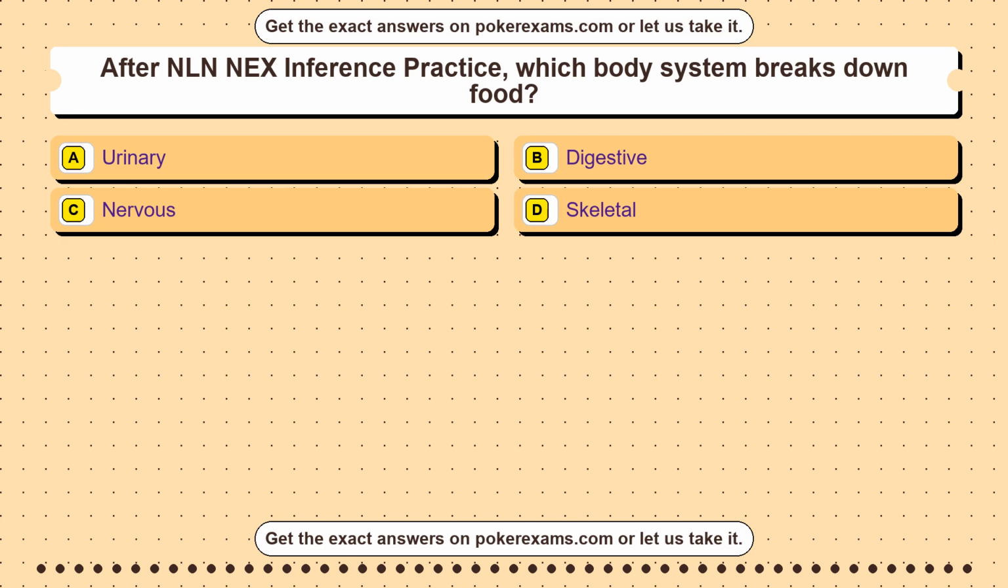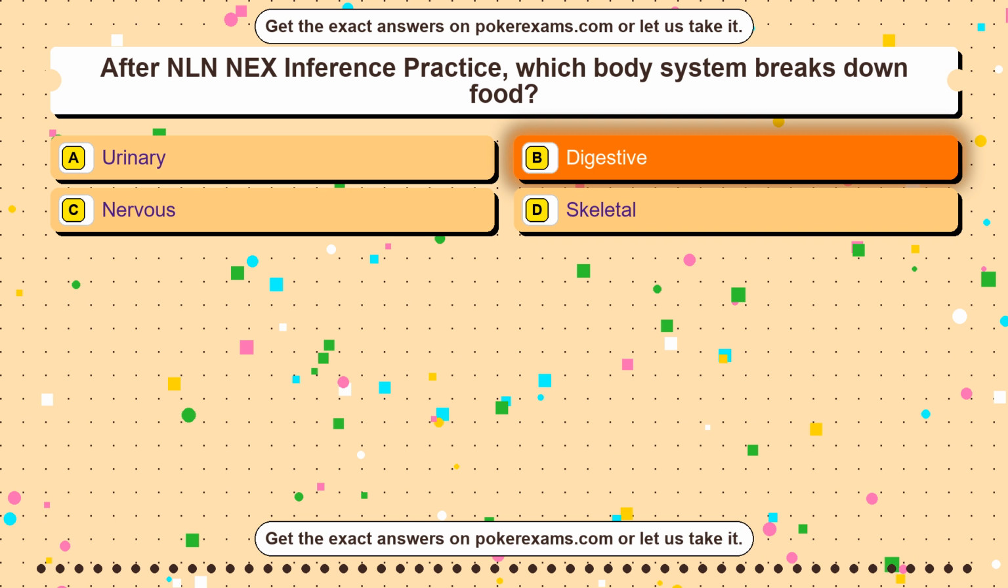Question 16. After GED graphs and data practice, which sentence is complete? Option A, after the answer. Option B, although the graph changed. Option C, the author explains the evidence. Option D, because the test began. The correct answer is option C.